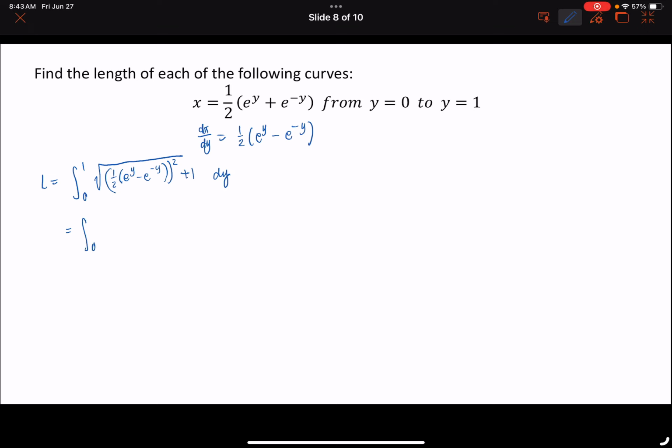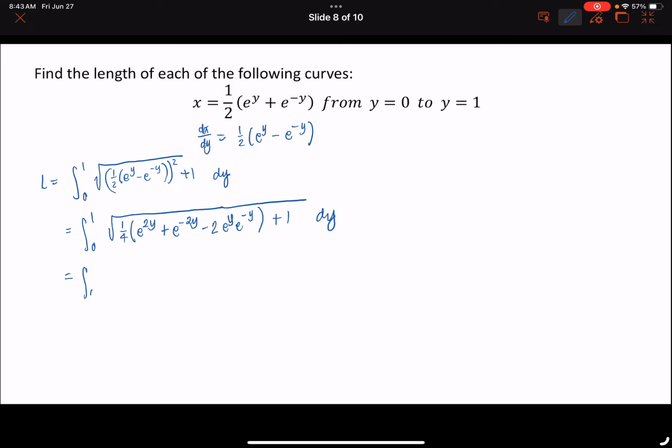So that would be the integral from 0 to 1. We would be having the square root of 1/4. 1/2 squared is 1/4. We will be having e raised to 2y plus e raised to negative 2y minus twice of e to the y e to the negative y plus 1 dy.